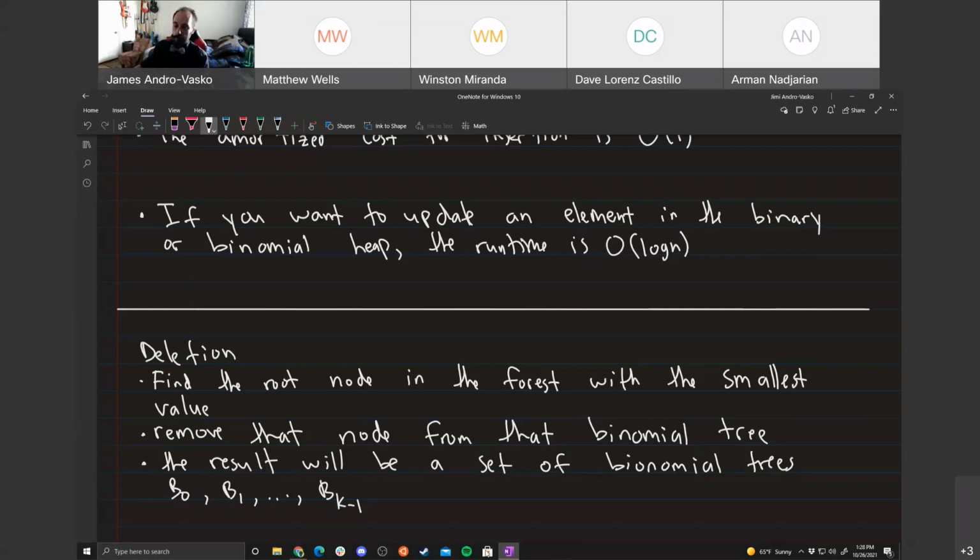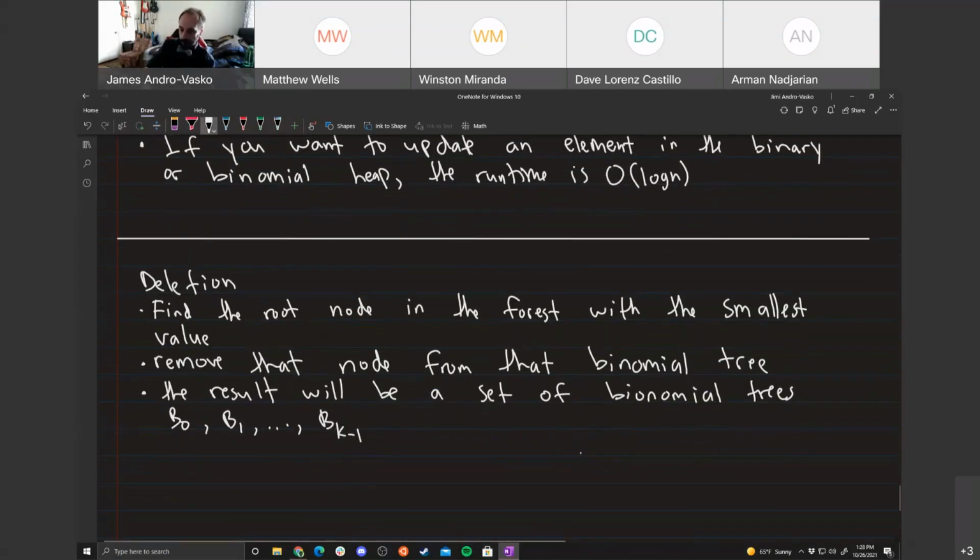And you have to basically merge all these subtrees. Then merge those subtrees. And that's really all deletion is all about. So it seems to be a little bit easier, maybe, than doing deletion from a binary heap.